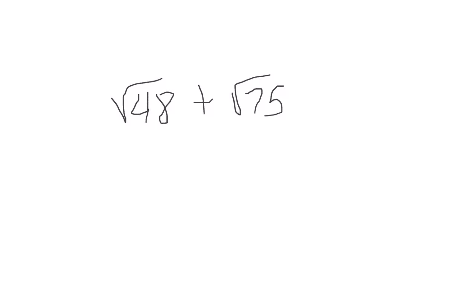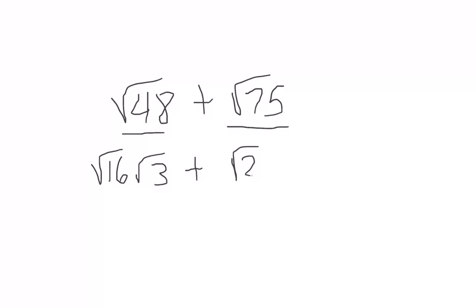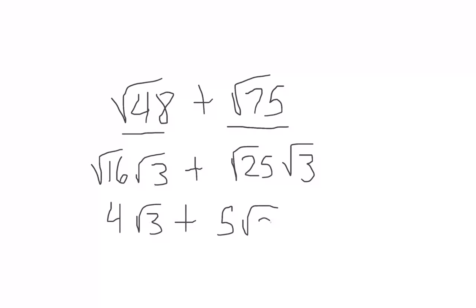Okay, so for this problem right here, again, I'm not allowed to add these things together because they aren't the same, but I can reduce them. This one will reduce to 16 radical 3, and this will break down to be 25 radical 3, which will give me 4 radical 3 and 5 radical 3. Now this time, because they both do share the same radicals, I can add them together and get 9 radical 3.